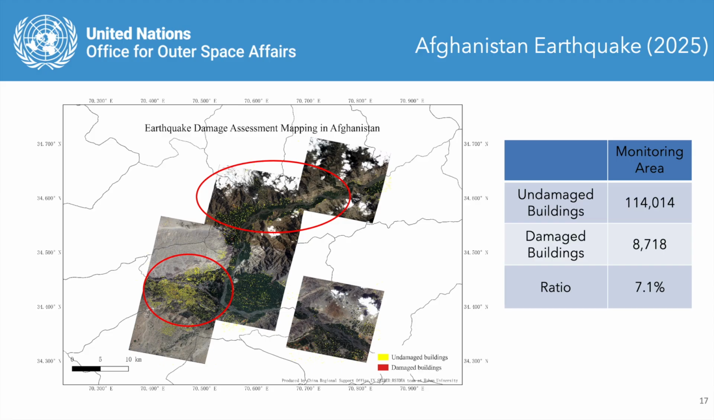The post-disaster data were acquired by the Jilin-1 Gaofen 3 satellite, captured on September 2nd, 2025, featuring a swath width of 17 kilometers and a resolution of 0.6 meters. It is worth noting that the model we employed was trained on data with a resolution of 0.3 meters, which may introduce additional errors. The model inference results indicate that approximately 110,000 buildings in the area were unaffected, while around 8,700 buildings were damaged, accounting for 7.1% of the total number of buildings.